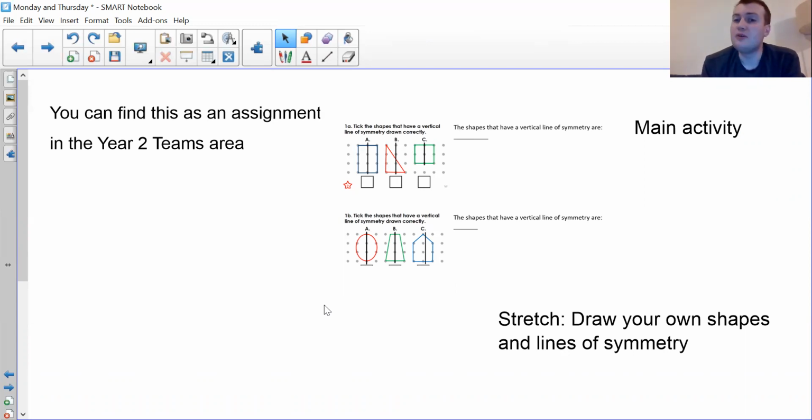And if you want to stretch yourself, draw your own shapes and then the lines of symmetry that go in it, all right? Or look at the shapes already there and see if there are any horizontal lines of symmetry that can go in, any ones that go across.